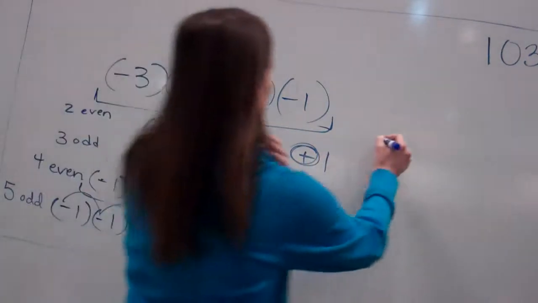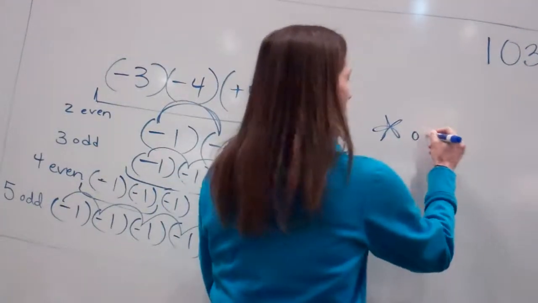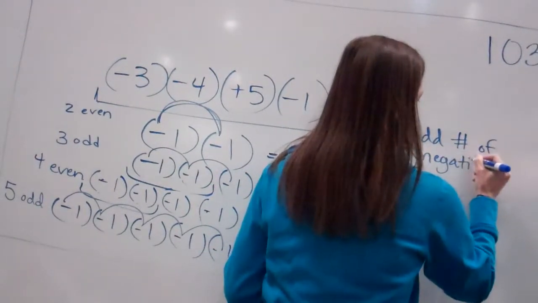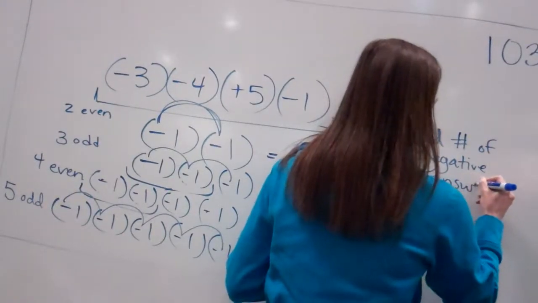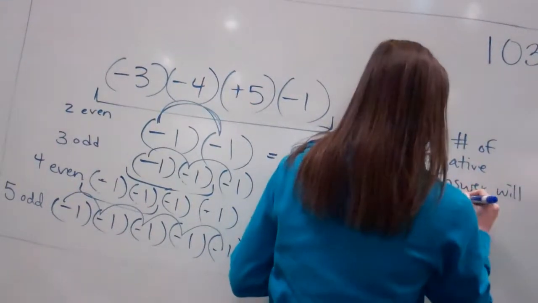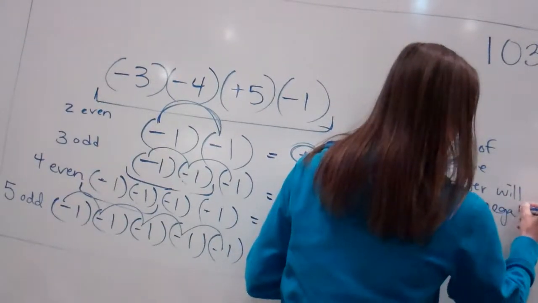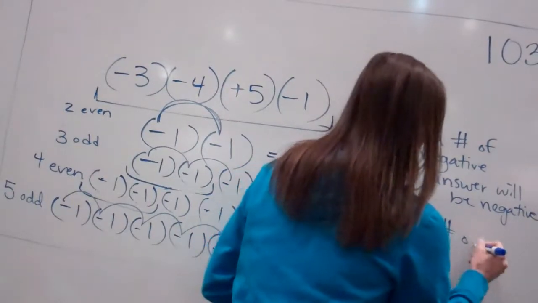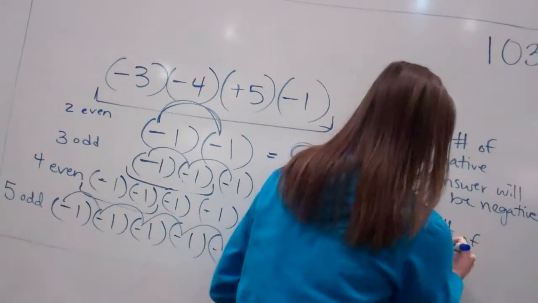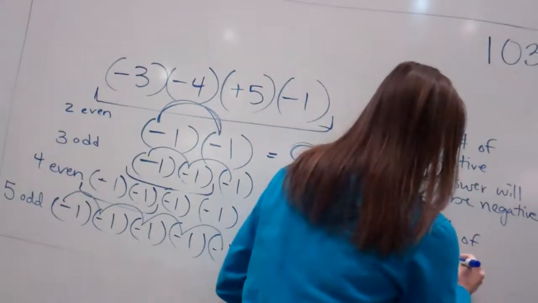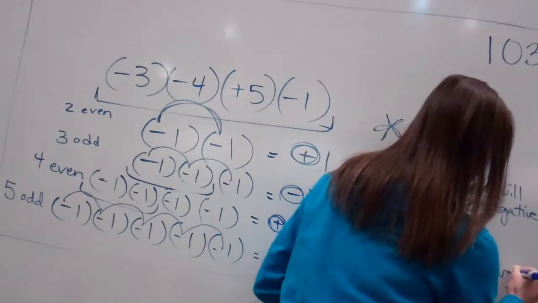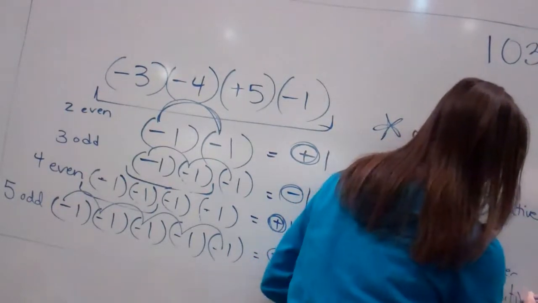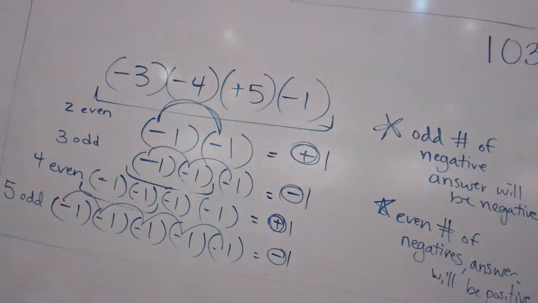The thing you need to write down is that with an odd number of negatives, the answer will be negative. With an even number of negatives, the answer will be positive. Okay? Write that down.